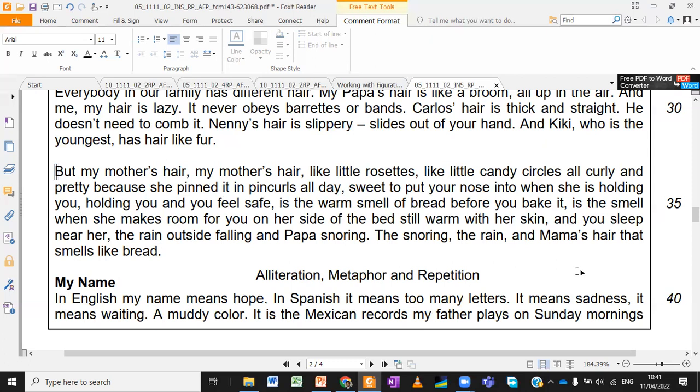Are you serious? You cannot find alliteration? Okay, look for repetition, where they repeated two words. But my mother said, like little candy. Is it for repetition? Yeah. Okay, repetition. My mother's hair, did not repeat it. Okay, yeah, good. But my mother's hair, perfect. This is repetition, right?